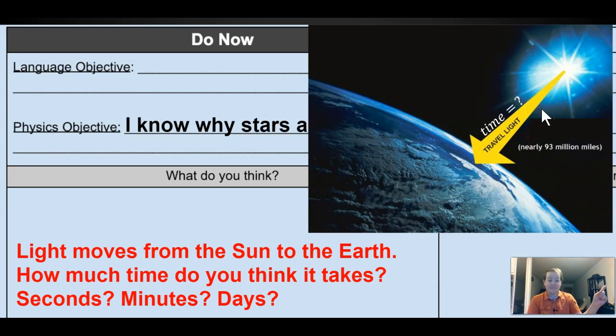It turns out light is very fast. But this is a big distance. It takes light 8 minutes to go from the sun to the earth. So if you went outside and you looked up toward the sun, that light was traveling for 8 minutes. Interesting.